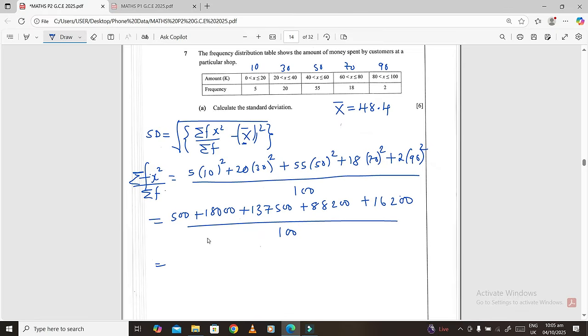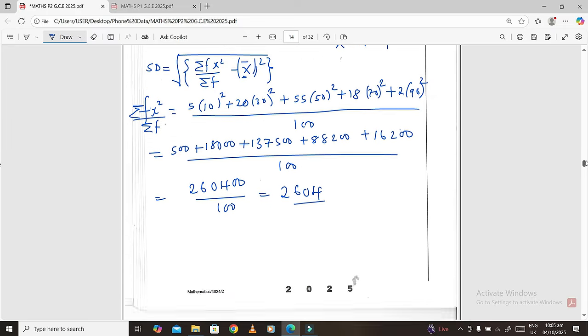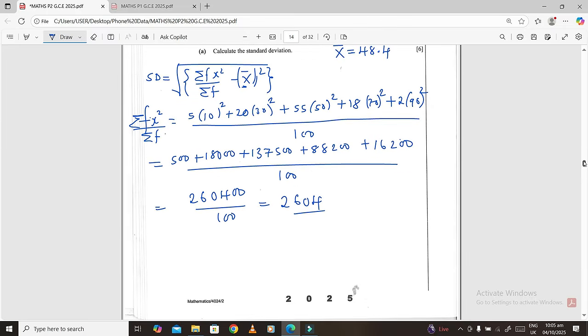This, of course, is giving us a 26,040 over 100. And when we divide by 100, this, of course, is giving us what? A 26,4. So this is what we need to put here. We can therefore say, we can happily say, here, square root of 2604 minus 48.4. Put it inside the brackets there.